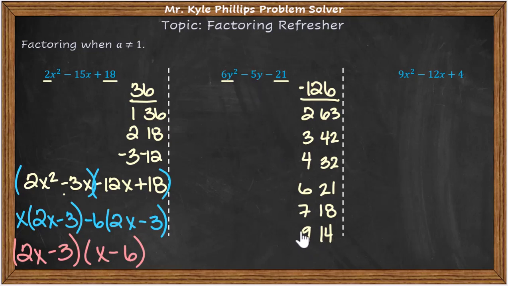Now, looking at this, we have to combine 9 and 14 to get negative 5. So remember, I have to multiply these together to get negative 126. Let me go ahead and erase this so that I can have a little bit of room to work here. So we know it's 9 and 14. Let's go ahead and erase all this.